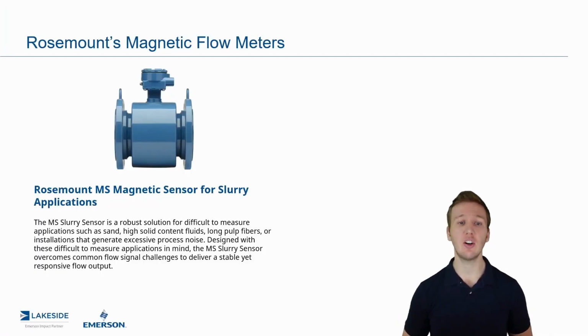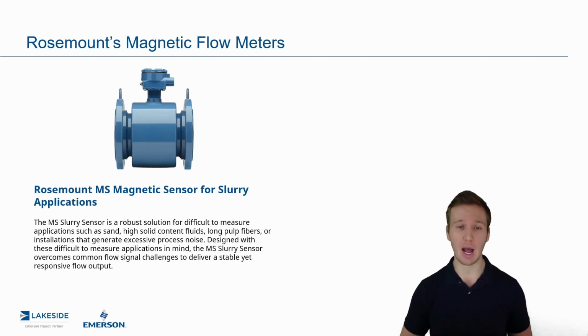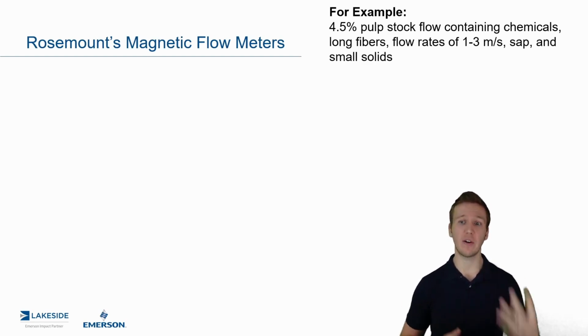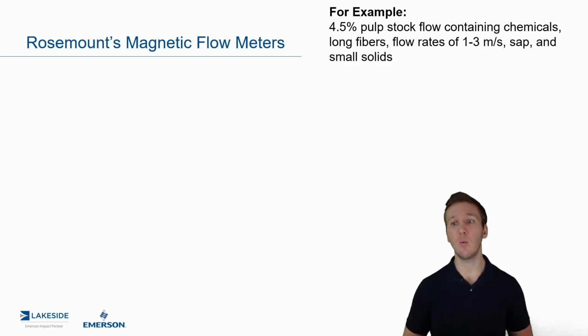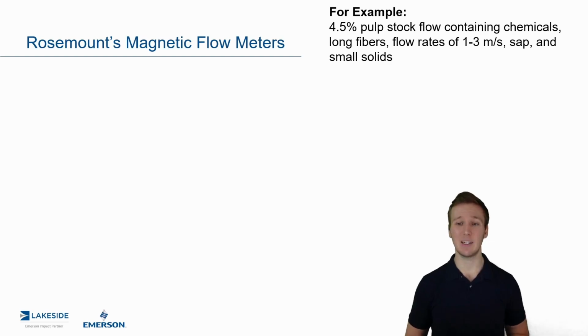Today's episode, we're continuing our discussion around Rosemount's magnetic flow meter technologies. And in particular, we're going to walk through a heuristic we've created to help you identify the most optimal solution for your pulp and paper applications. So in this example, we're going to talk through a 4.5% pulp stock containing chemicals, long fibers, flow rates between 1 to 3 meters per second. There's sap in the line and definitely some small solids.